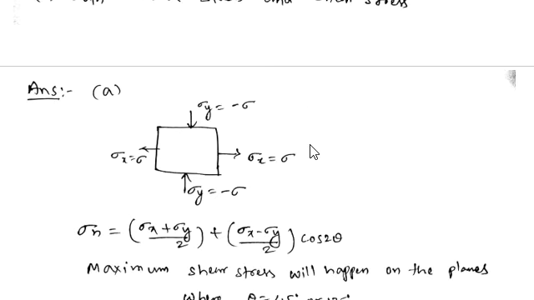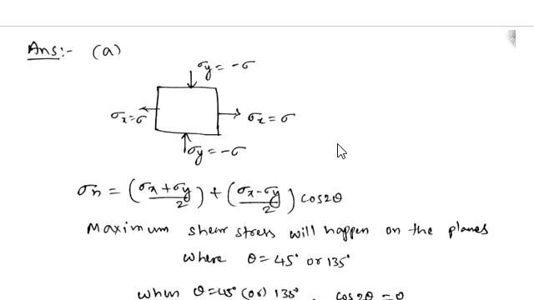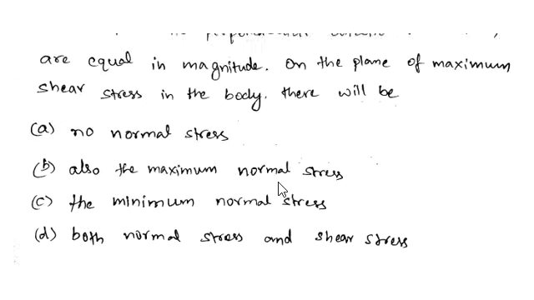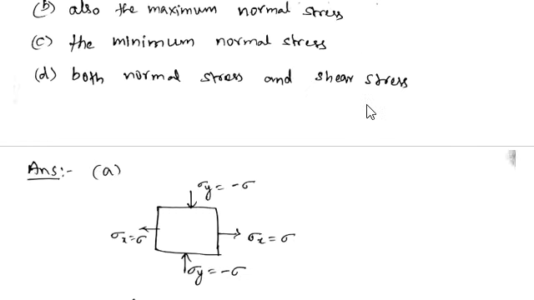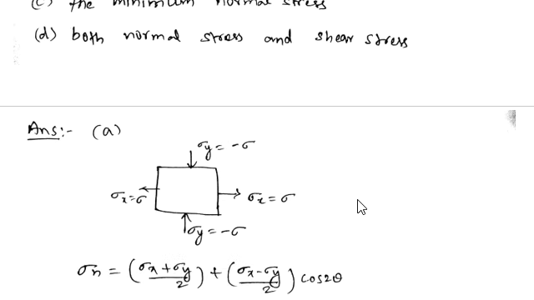So you can indicate the question like this: a body or element acted upon by stresses in two directions X and Y, and sigma X you can take as sigma, and sigma Y as minus sigma. Why? Because one is tensile and the other is compressive, but the magnitude is the same. Sigma X is positive sigma, sigma Y is minus sigma. And this is the case when the body or element is subjected to stress in two mutually perpendicular directions only, like normal stresses without any shear stress.